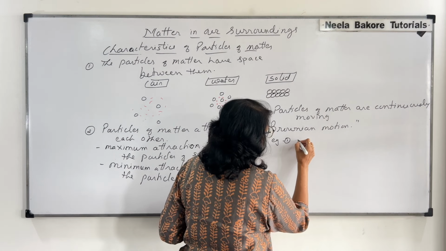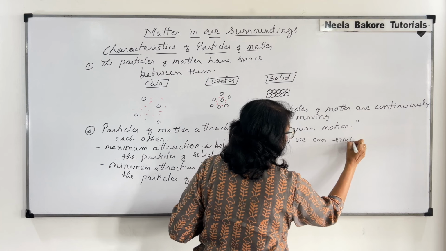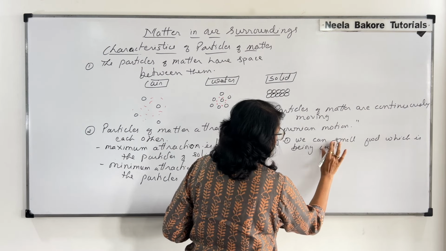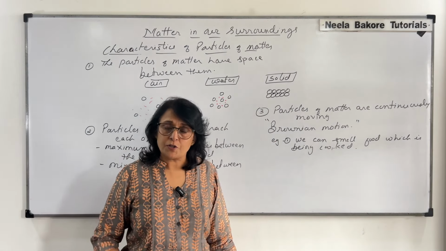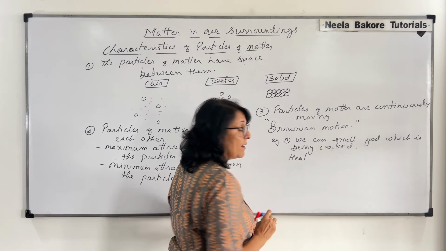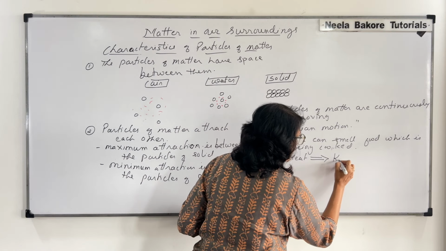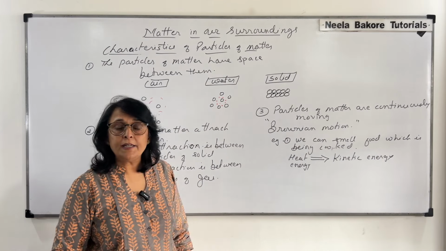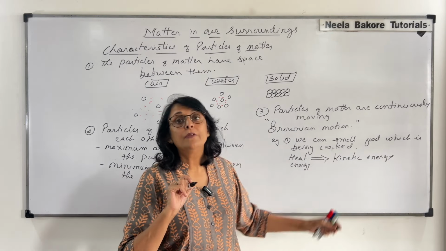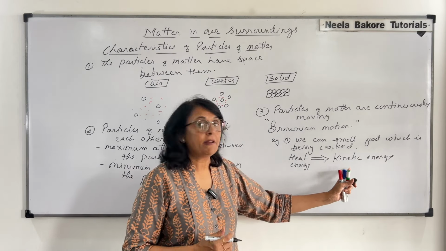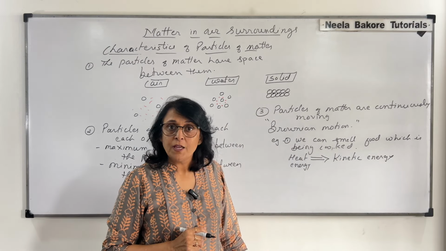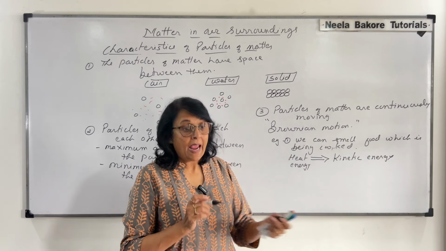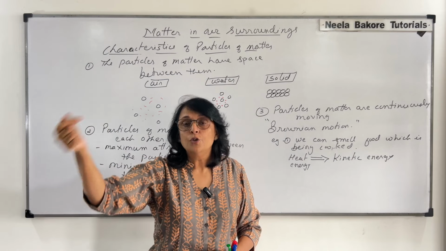So one example is, we can smell food which is being cooked from a distance. The reason is, when we provide heat, that heat energy gets converted into kinetic energy, and kinetic energy is the energy possessed by the moving particle. That means if you supply heat, the particles get more energy, and they are able to travel to a greater distance. So when we heat it, there is more kinetic energy, because heat energy is getting converted into kinetic energy. And that is why those particles have traveled from the kitchen to our room.